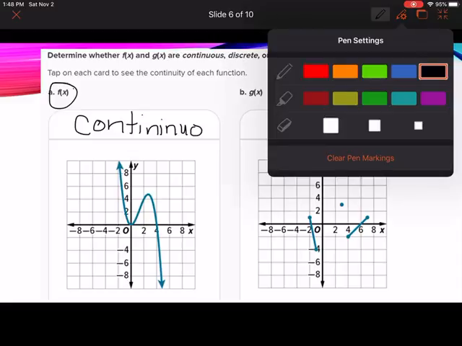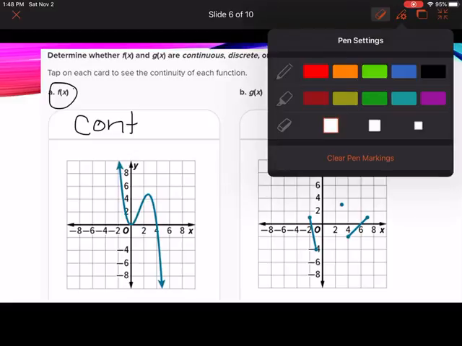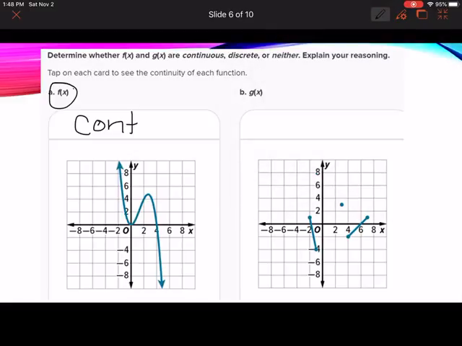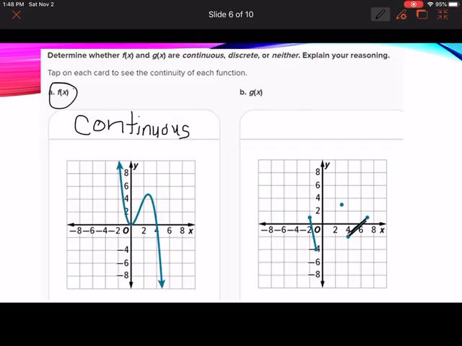Now over here we have a line. We have lines that are continuous. And we have points, but it's not all connected. So this is not discrete or continuous. It is neither.